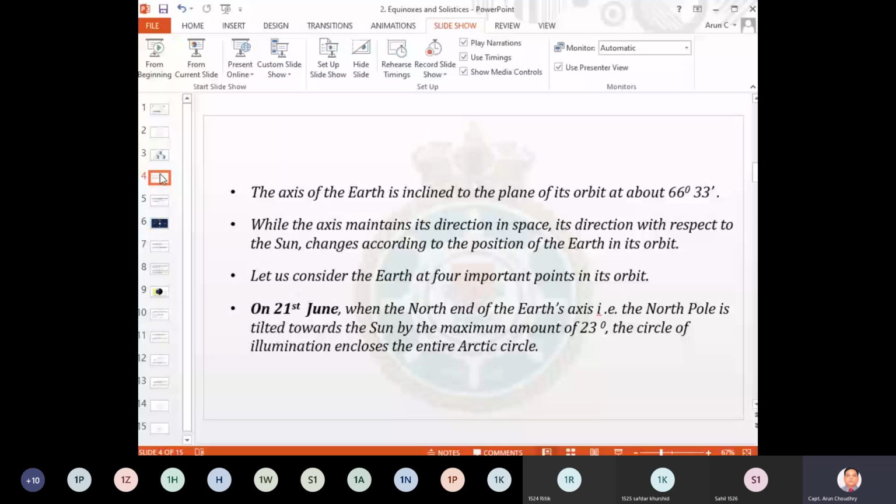21st June, we recently had that, 2 days back, we had the summer solstice. On 21st June, when the north end of the Earth's axis, that is the North Pole, is tilted toward the sun by the maximum amount of 23 degrees, the circle of illumination encloses the entire Arctic Circle. That means basically, on this 21st June, the whole of the northern part is getting illuminated.